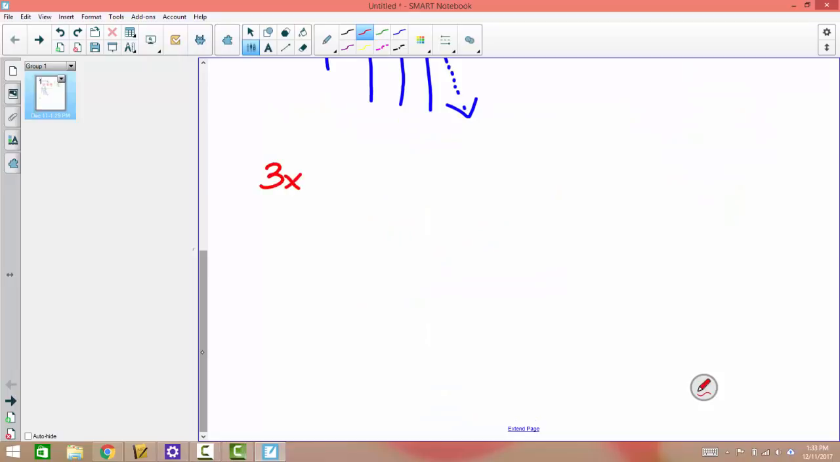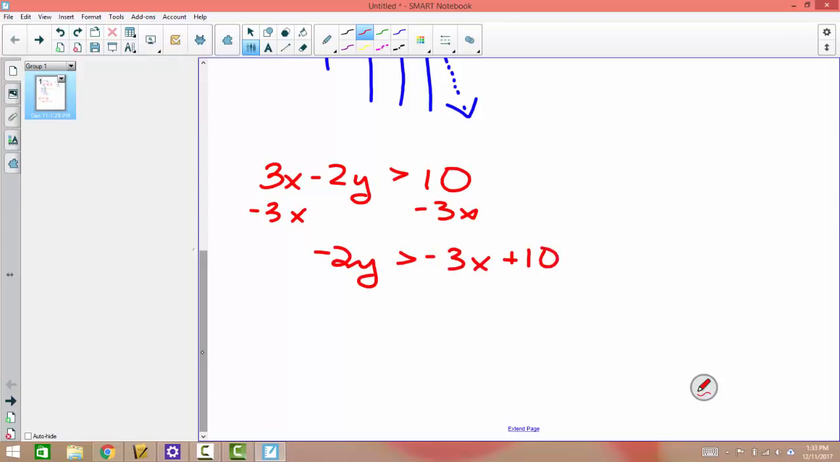Your next problem is 3x minus 2y is greater than 10. Go ahead and pause and see if you can get that. All right, hopefully your first step was to subtract 3x. And then you are going to notice that there is a negative 2 in front of the y. So to isolate the y, you need to divide by a negative 2.